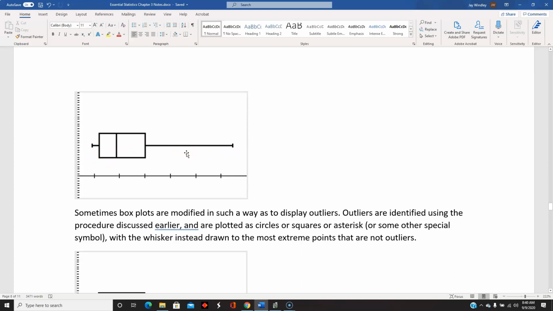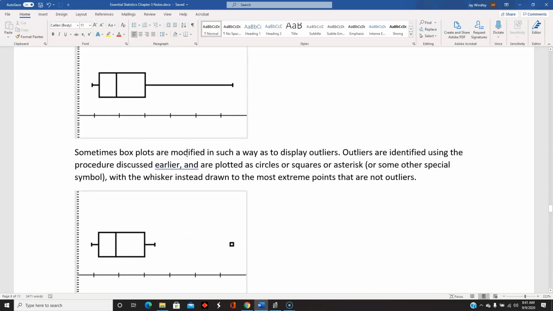And also, we talked about outliers just a little bit ago. Sometimes box plots are modified in such a way as to display outliers. And in fact, a box plot like that is literally referred to as a modified box plot or a modified box and whisker plot. So if you look at these two from our TI graphing calculator, down here, they're exactly the same. The only difference is in this one, the number 39 has been identified by some kind of special point. Sometimes it's a little circle, sometimes it's an asterisk or whatever.